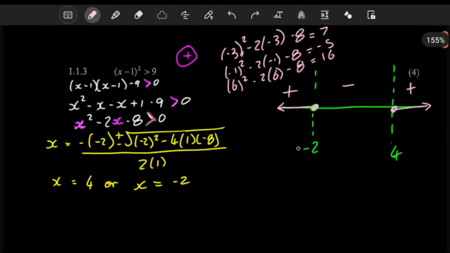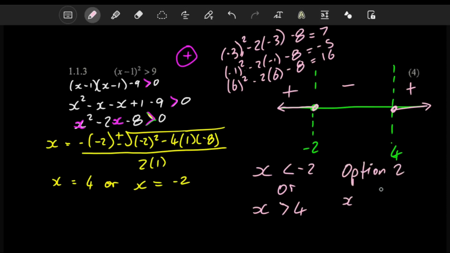So our answer here will need to be x is smaller than negative 2, because values going to the left here are numbers that are smaller than negative 2, or x needs to be bigger than a positive 4. There you go. You can write your answer like this. Most people would sometimes write their answer like this.